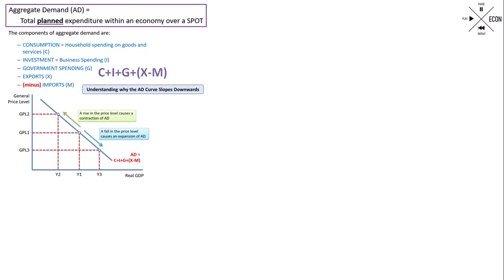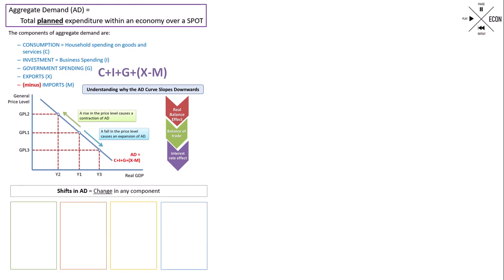Why then? Three reasons why an AD curve slopes downwards. Okay, so hopefully you've got the three reasons: the real balance effect, balance of trade, and interest rate effect. Next question then: what causes shifts in an AD curve? So hopefully you've recalled that a shift is caused by a change in any component of aggregate demand.